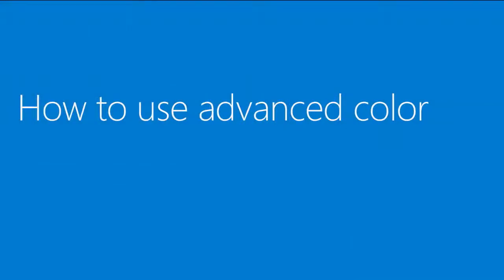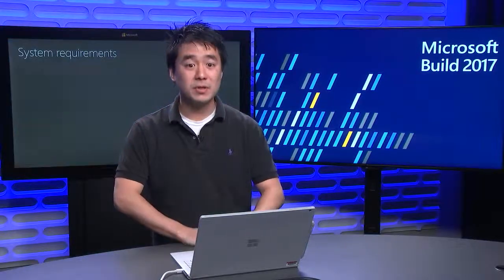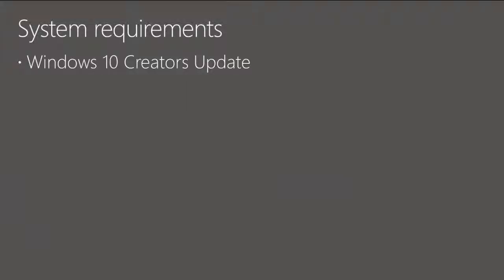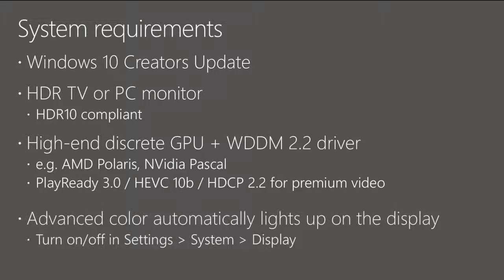All right, you're excited and ready to build an app. What do you need to get started? First, you're going to need the Windows 10 Creators Update. In terms of hardware, you're going to need an HDR10 capable display and a high-end discrete graphics card and the latest graphics driver. Once you have the right configuration, Windows will automatically light up advanced color on that display. But you can easily turn it off in the Settings app.